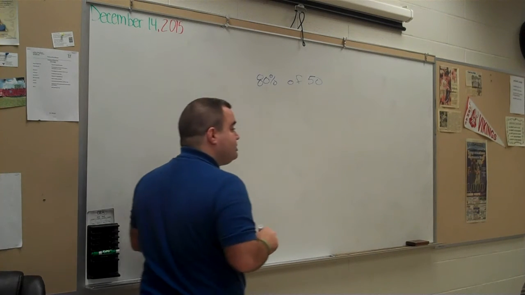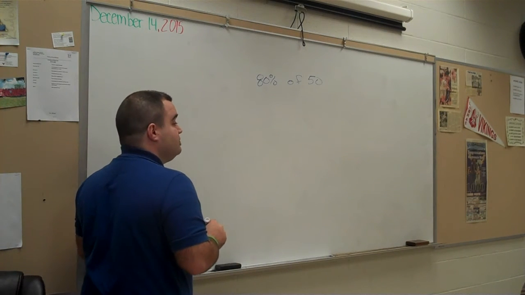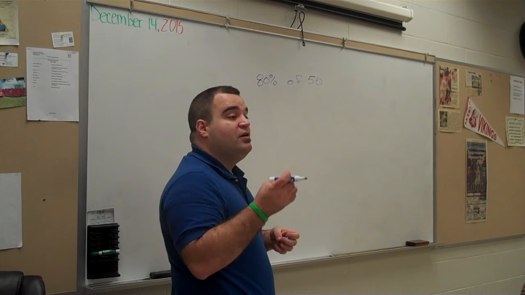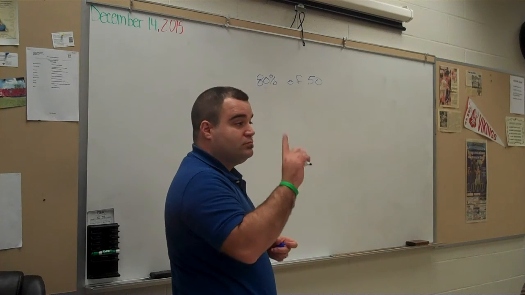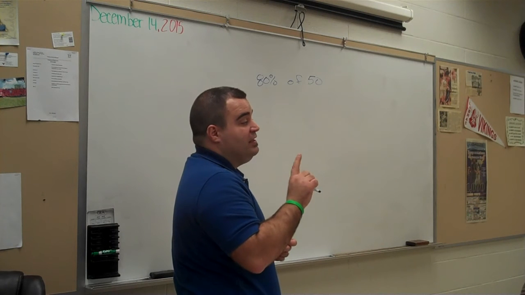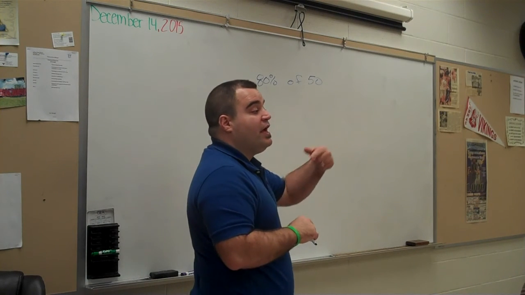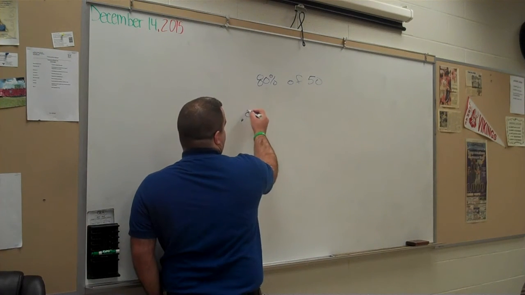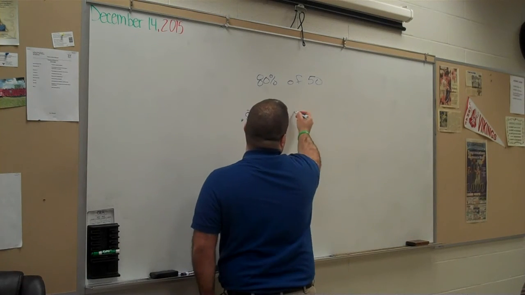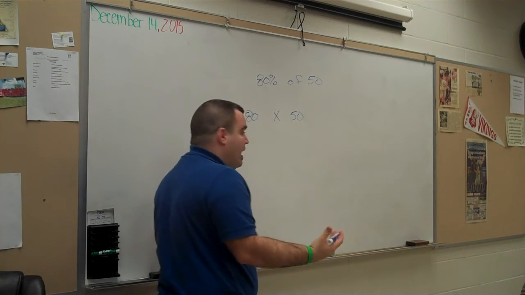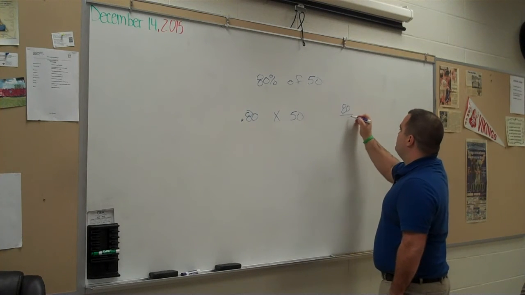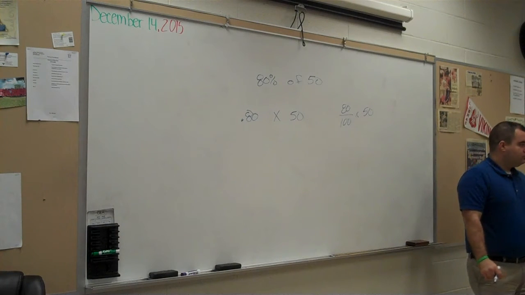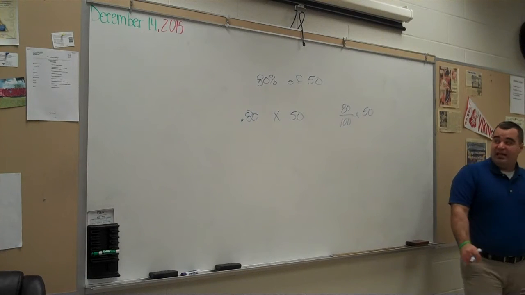Would the setup still be the same? Absolutely. The percent is never bigger than the number unless it's bigger than 100%. So it would be 0.8, or 0.80 of 50. Or I can make it 80 out of 100 times 50. 80% is 80 out of 100.